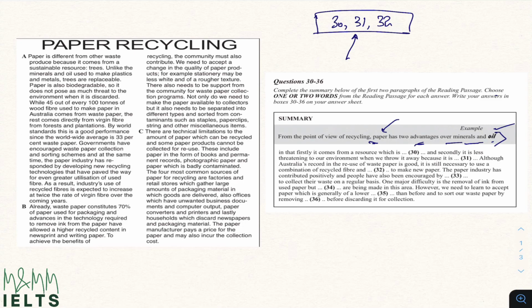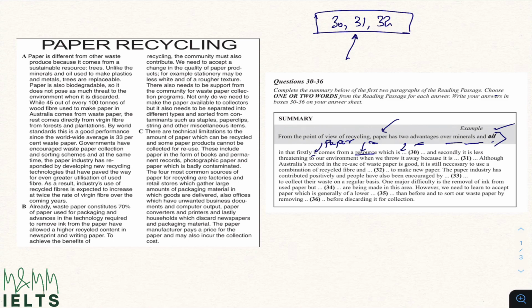Now, the answer says over here, next sentence, in that, firstly, it comes from a resource. What is the word it over here? They're referring to the word paper. It comes from a resource which is dash, and secondly, it is less threatening to our environment. And firstly, it comes from a resource. So I got my keyword over here, which is resource, and which is dash, which is something. Now after is, which is my helping verb, there has to be a main verb after that. So that means we're looking for an action word over here.